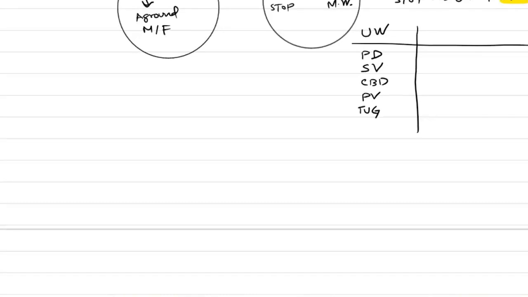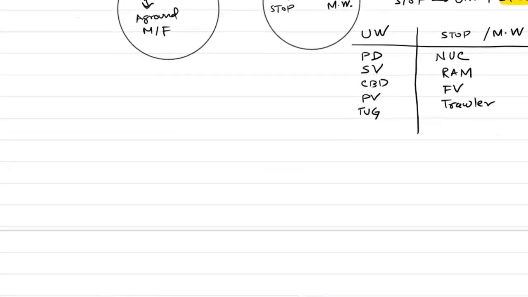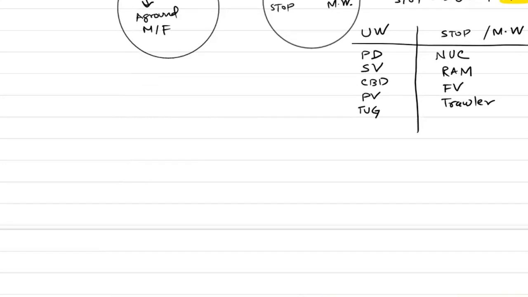But there is something called making way category. If they stop, it is different; on making way, they have different lights. If making way, that is the time they will show side light and stern light. If they stop, they will not show. So that is actually NUC, RAM, fishing vessel, trawler. All right. So for these vessels, be careful. Don't say underway. If you are saying underway, then you specify whether it is making way or stopped. Similarly, fishing vessel.